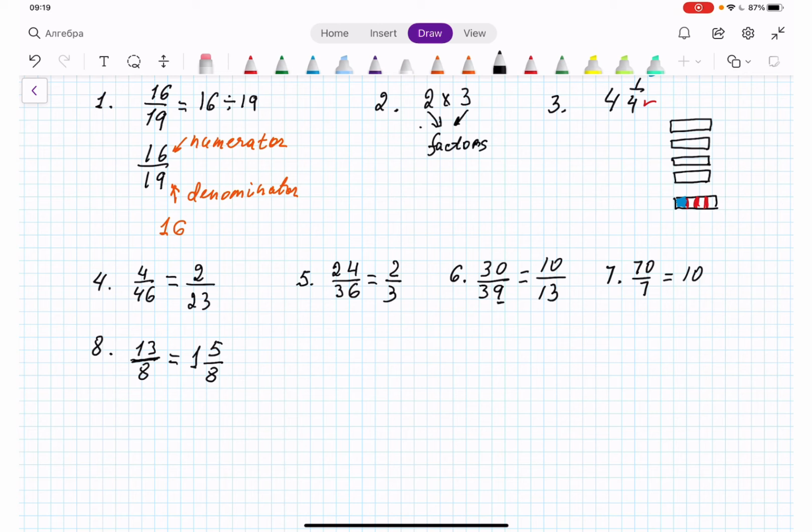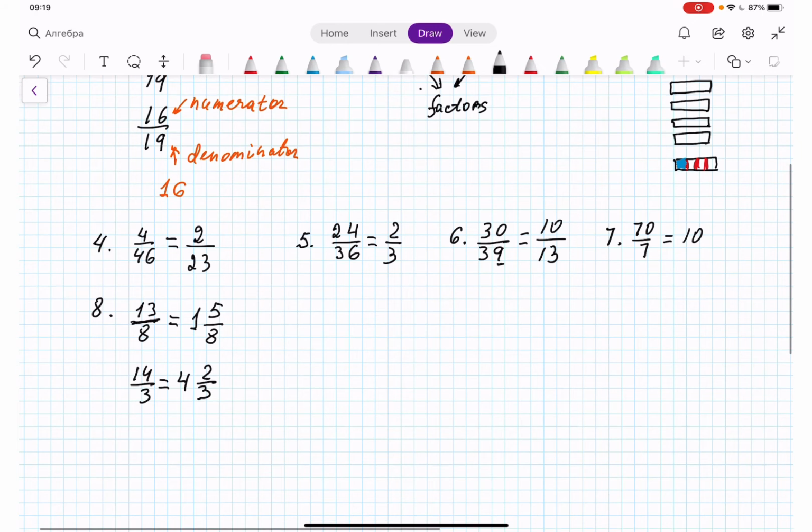Another one, let me do it for you. 14 over 3. So how many times will 3 fit in 14? 4 times, because 4 times 3 is 12. If we got 12, then the remainder is going to be 14 minus 12. It's going to be 2, right? Okay. The denominator always stays the same. The remainder is 2. The remainder always goes to the numerator.